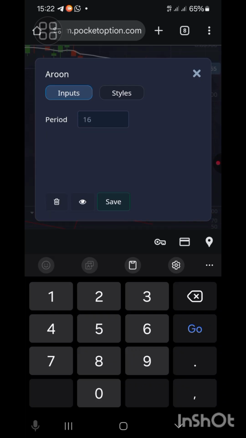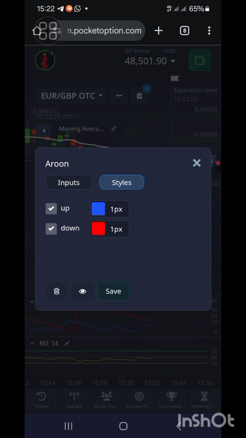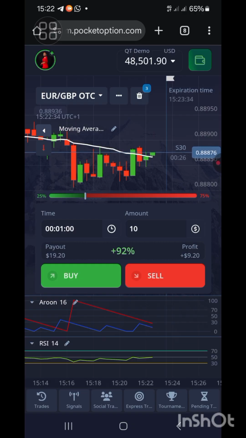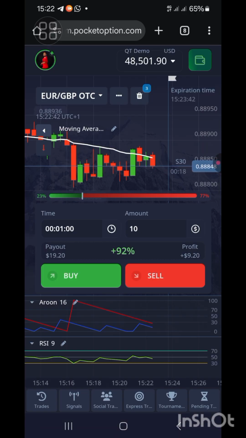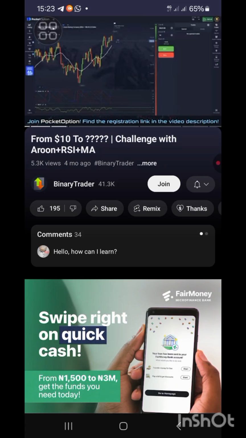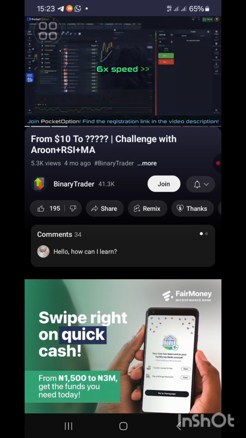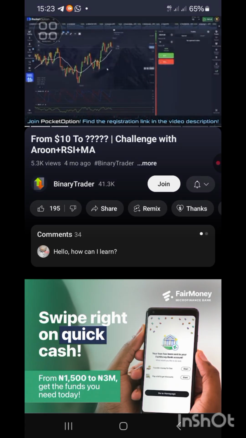You can click on style and choose the colors that suit you, but I'm used to blue and red, so I can go ahead and save it. Then RSI, she said 9. You click on save. Choose instruments with high payout. Everything is set up. Let's start trading.